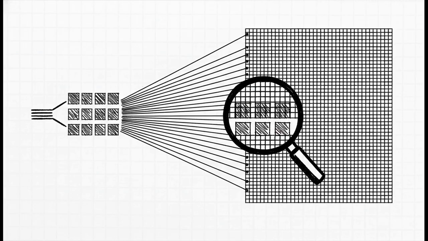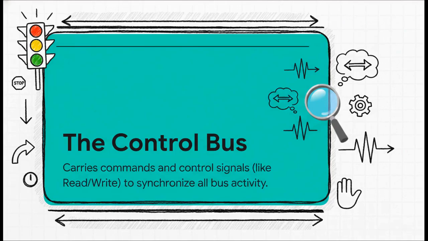This exponential relationship is so important to understand. Every single time you add one more line to the address bus, you double the amount of memory the computer can handle. And finally, we have the control bus.